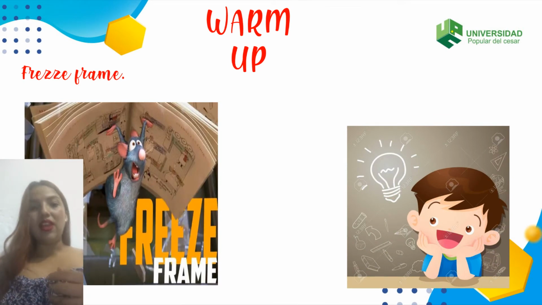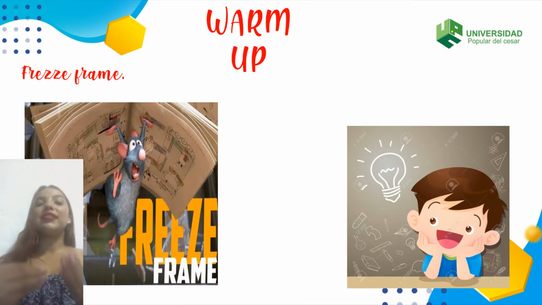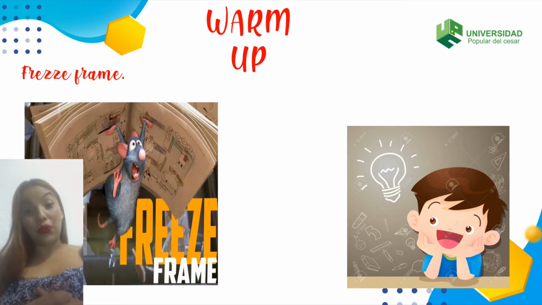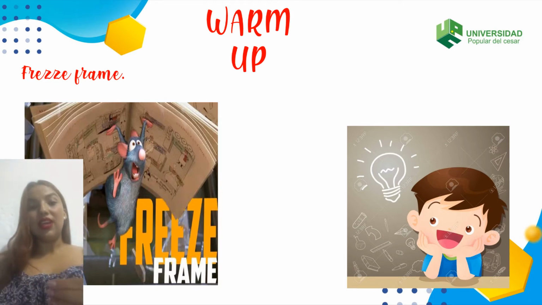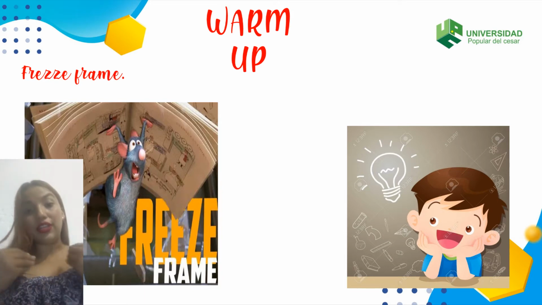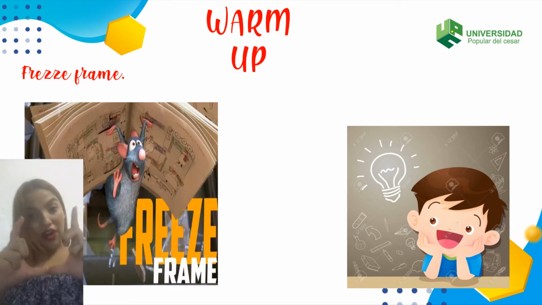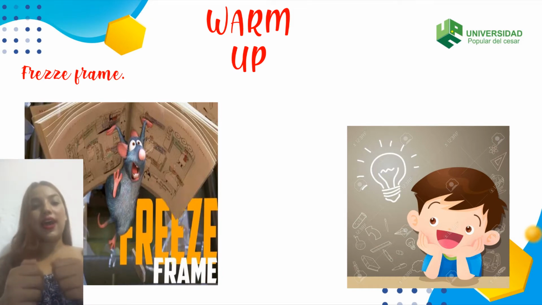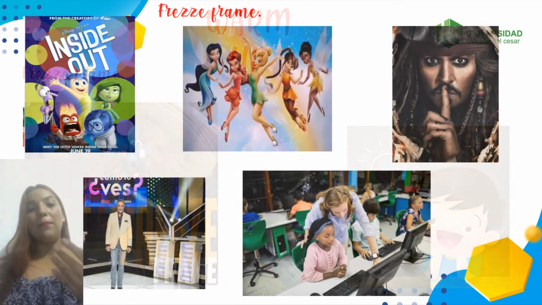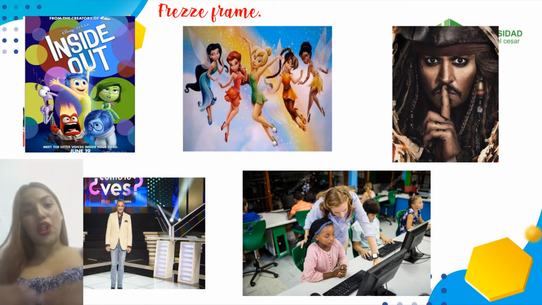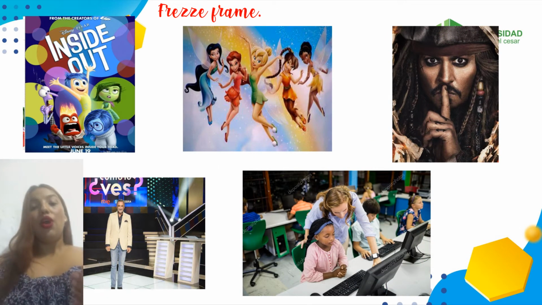Five people must try to act out the images with their own bodies. Once they have achieved the images, they take the photo and send it into the chat. The other groups must guess what the movie, program, or work is about.